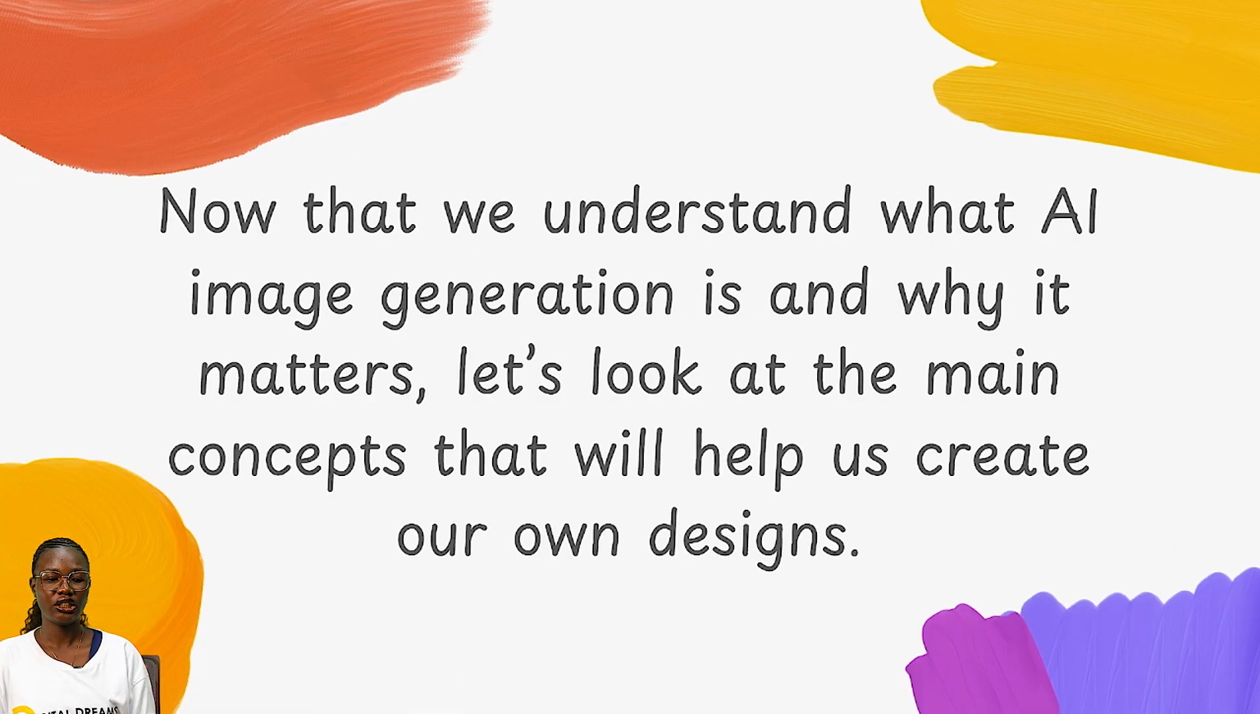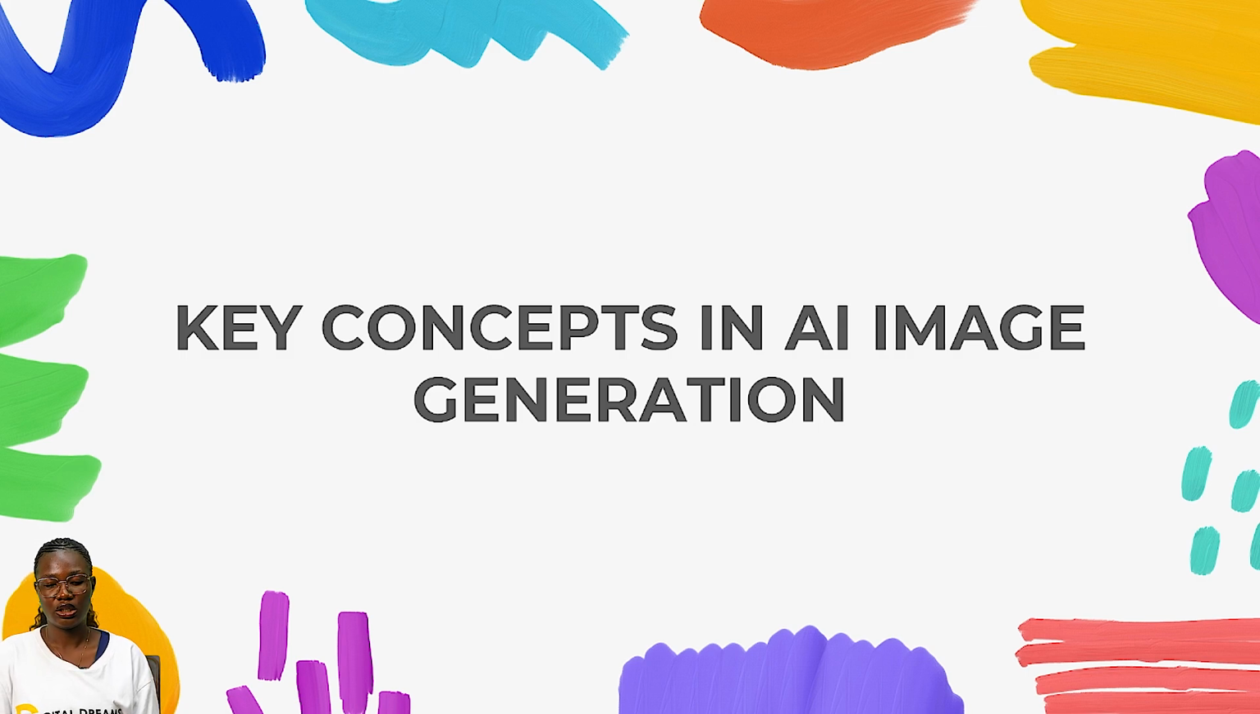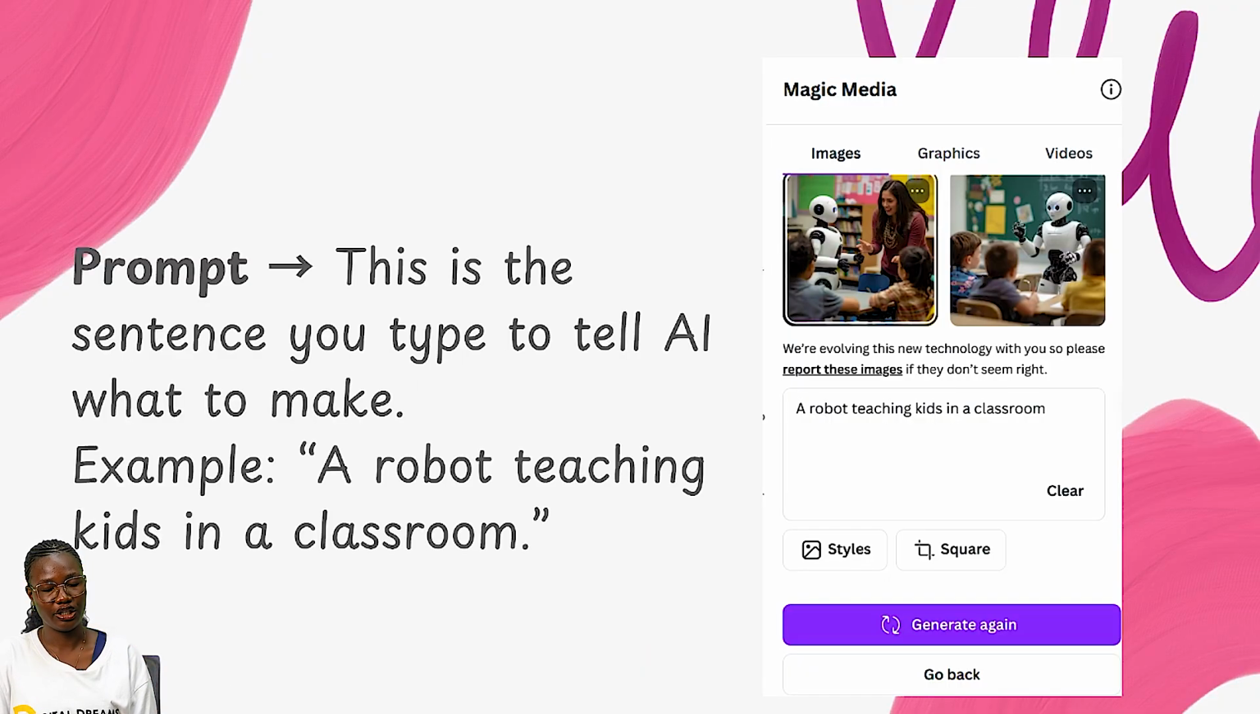All right. Now that you understand what AI image generation is and why it matters, let's look at the main concepts that will help us create our own designs or images. The key concepts in AI image generation, number one and the most important of them all, is known as a prompt. This is a sentence you type to tell AI what to make. Example: a robot teaching kids in a classroom. A prompt is like the description that you give your AI to generate for you.